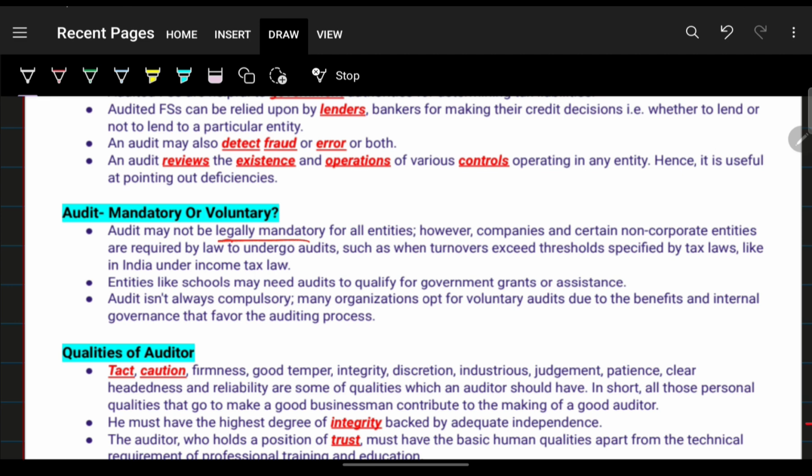It may not be legally mandatory for all entities. However, companies and certain non-corporate entities are required by law to undergo it. So if turnover exceeds thresholds, basically this is conditionally mandatory. If they satisfy that condition, then it will become mandatory. Entities like schools may need it to qualify for government grants. Audit isn't necessarily always compulsory. Many organizations opt for voluntary audits due to the benefits of audit.